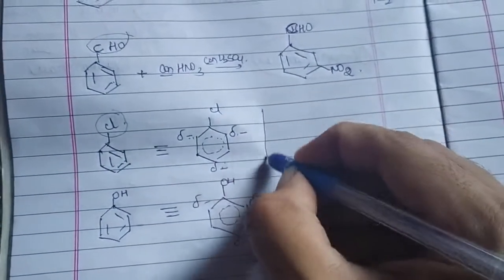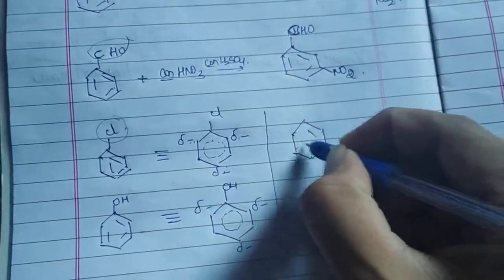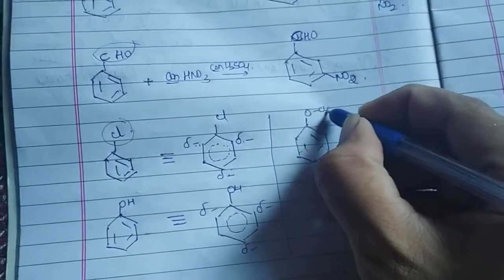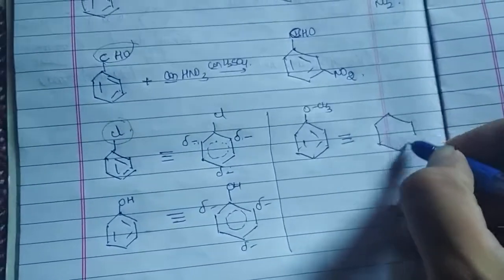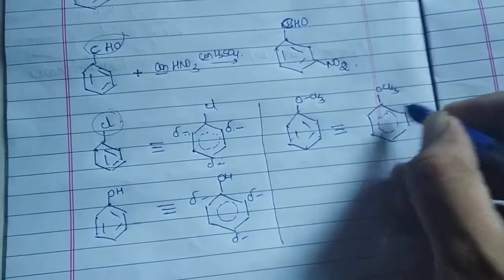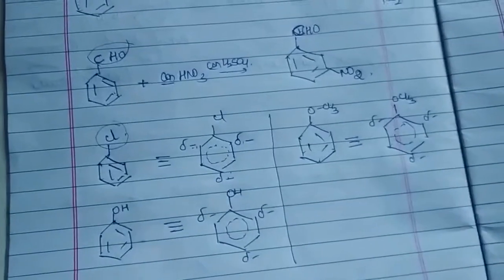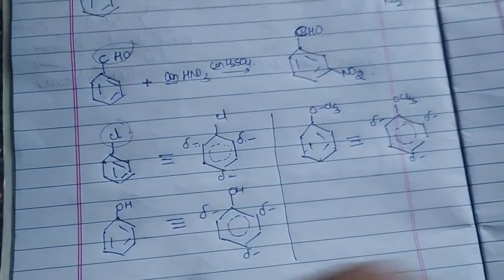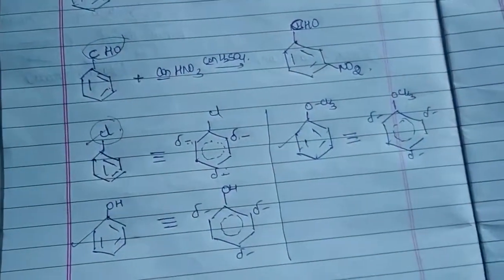The same was the case when I was treating ethers, that is, anisole, for example, OCH3. When I write the resonance hybrid over here, I am going to get it this way: delta minus, delta minus, delta minus. So of course, what is it indicating? It may be your haloarenes, it may be your phenols, it may be your ethers.